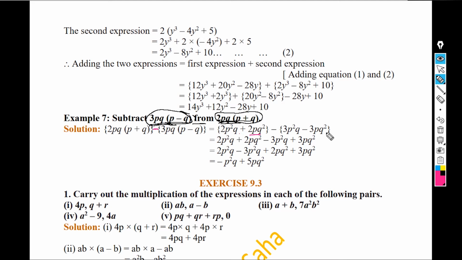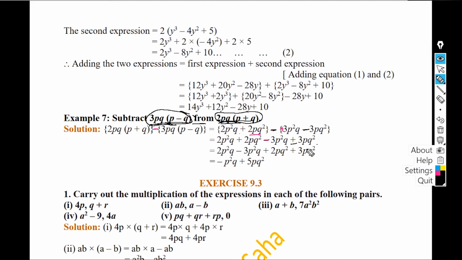It is very important to solve here to remove the second bracket. While removing the second bracket, here it is negative or it is positive. That means minus into plus is minus 3p square q. And secondly, here outside the bracket you have minus sign, and inside the bracket here is the minus sign. That means minus into minus is plus 3pq square.